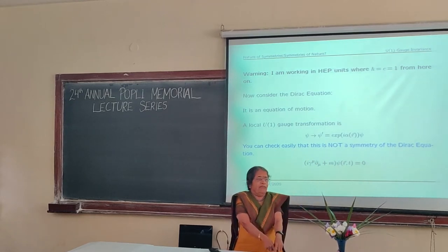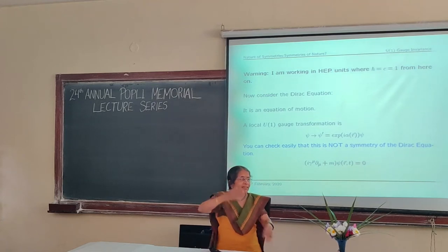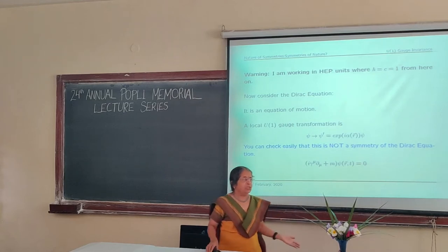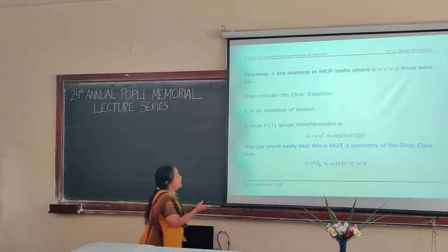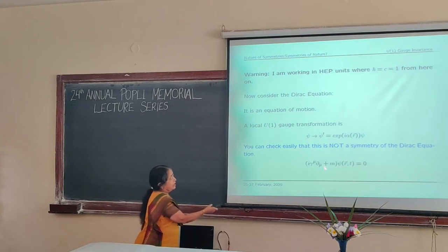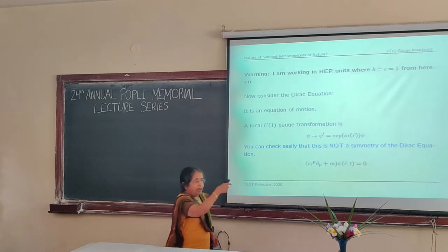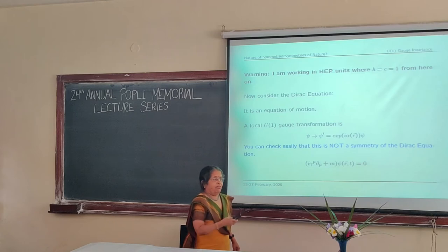Which means at this point, the phase is zero, maybe. At another point, the phase may be pi by 2. So I'm varying it. It's any arbitrary function of position and time. So now if you do this and look at this equation, because this d mu will act on e to the i alpha times psi, when d mu acts only on psi, you will get a term which exists here. But d mu acting on alpha will give me exponential i alpha times d mu alpha.